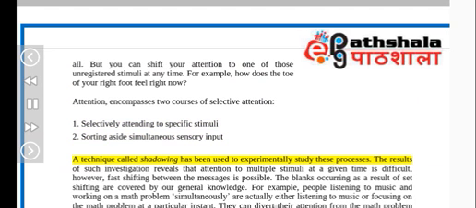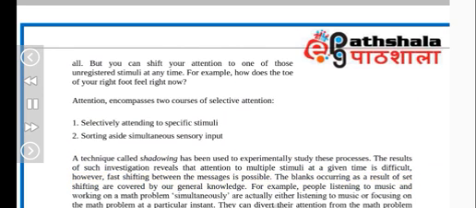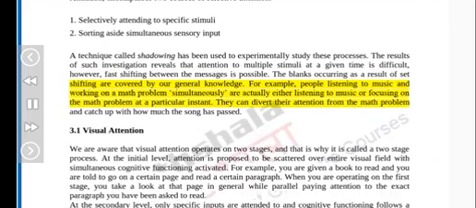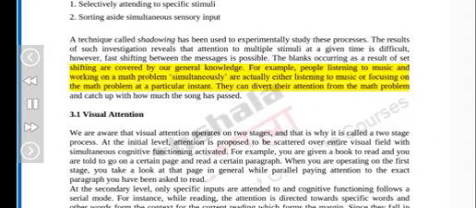A technique called shadowing has been used to experimentally study these processes. The results of such investigation reveal that attention to multiple stimuli at a given time is difficult. However, fast shifting between the messages is possible. The blanks occurring as a result of set shifting are covered by our general knowledge. For example, people listening to music and working on a math problem simultaneously are actually either listening to music or focusing on the math problem at a particular instant. They can divert their attention from the math problem and catch up with how much the song has passed.